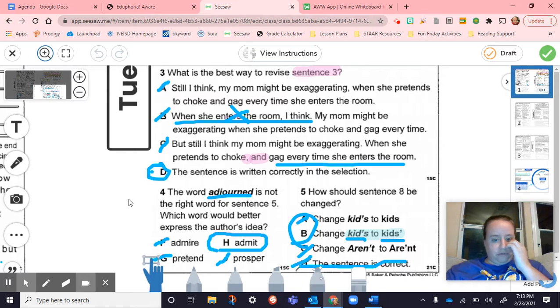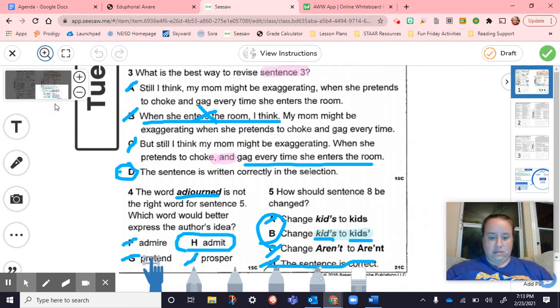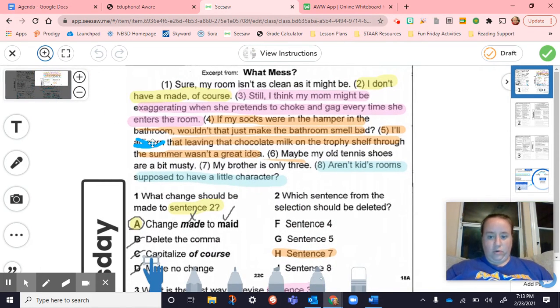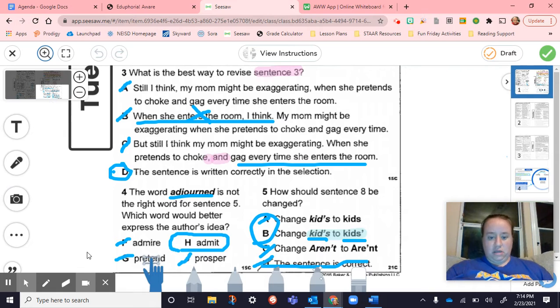And then in the next one on number 4, it says the word adjourned is not the right word for sentence 5. So we needed to put a better word to express what the author is saying. So we went to sentence 5. So he's saying about leaving the chocolate milk, like, yeah, that probably wasn't the greatest idea. So we said the word admit would be a better fit. So we took out that word and we tried it and we said, I'll admit that leaving the chocolate milk on the trophy shelf through the summer wasn't a great idea.